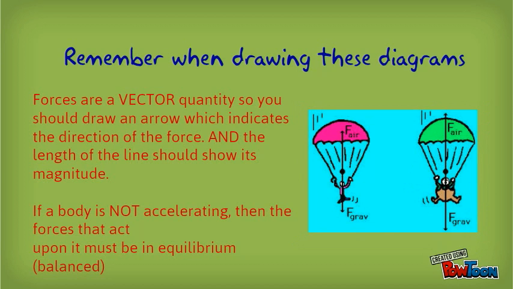So if a body is not accelerating, then the forces that act upon it must be in equilibrium, they must be balanced. Let's say this was the case for the two parachute men shown on the right hand side. So overall there is no resultant force, they've stopped accelerating, they've reached terminal velocity. How would we represent these two forces? Well, first of all, they're acting in opposite directions, and the lengths of the line of both the force of gravity and the line representing the force of air resistance are the same length, to suggest that they are the same magnitude.